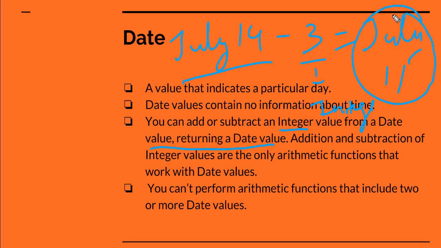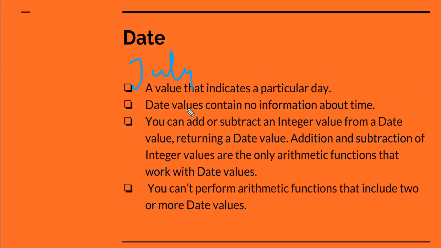Addition and subtraction of integer values are the only arithmetic operations that you can do on a date. So I can do something like July 14 plus 3, that is equal to July 17. This is a valid operation. Similarly, I can do July 21st minus 3, which is equal to July 18. That is also correct because I can subtract or add an integer value from a date value, and the result will also be a date value.